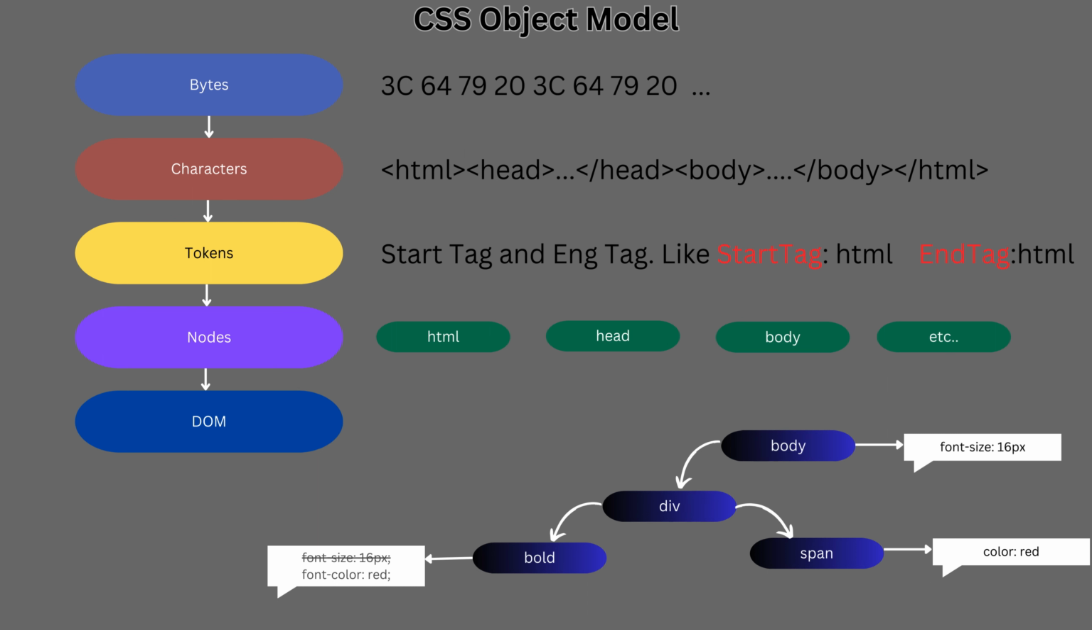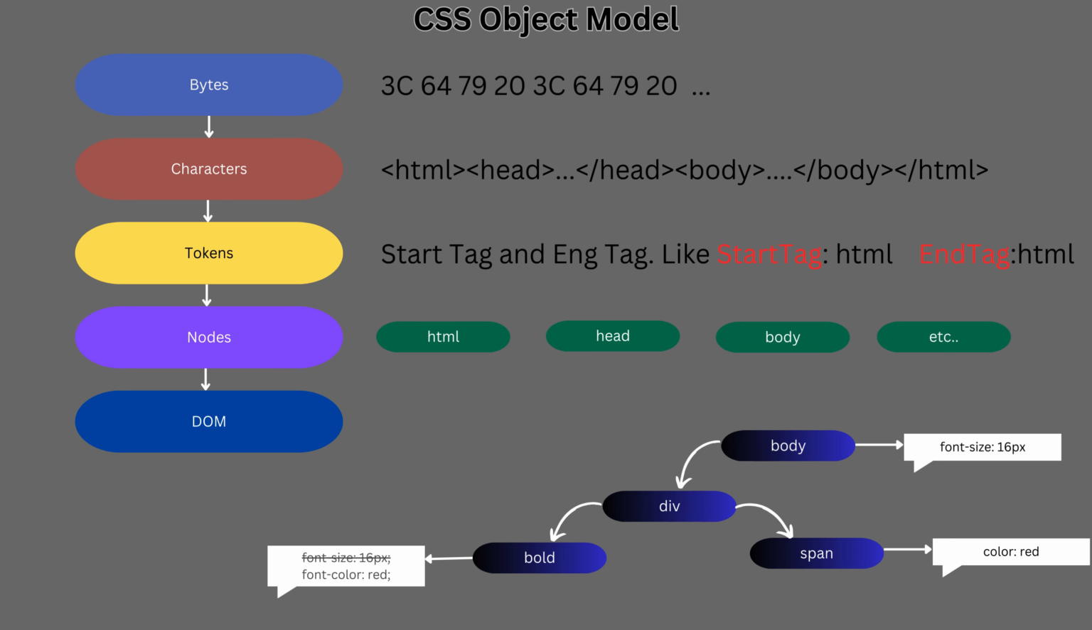CSSOM tree construction. Building the tree. These nodes are then assembled into a tree structure, the CSSOM, that mirrors the structure of the CSS rules. Hierarchy and cascading. The tree respects the cascading and inheritance principles of CSS, where styles are applied in a hierarchical manner and can be overridden or inherited according to CSS specificity and cascading rules.